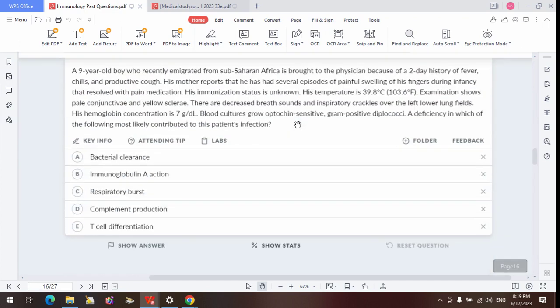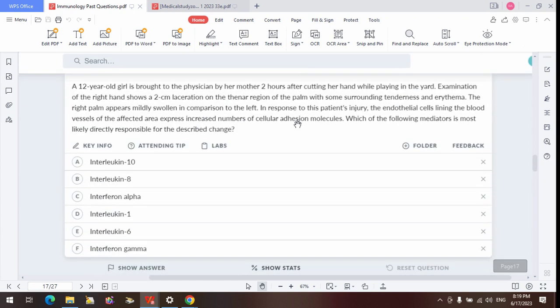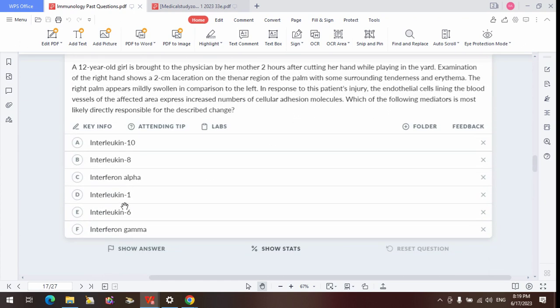Okay. Please, what's the answer? Interleukin 1. Thank you. So if interleukin 1 is not there, TNF alpha.